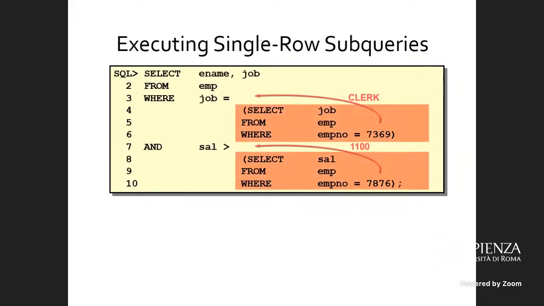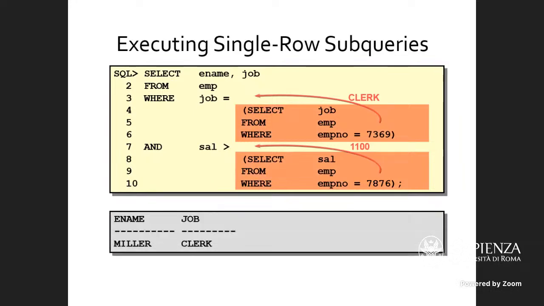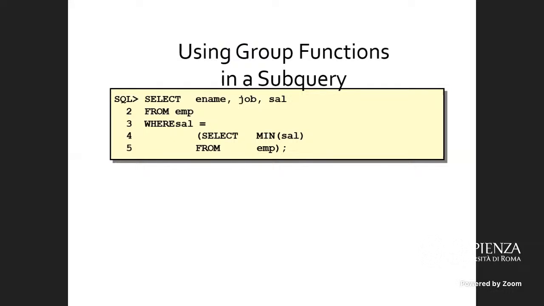So this gives us clerk, gives us a salary, and then we have a result. We have an employee, and then we have a job. The job ID and then the employee name, we have both of them. Okay, using group functions in a subquery.